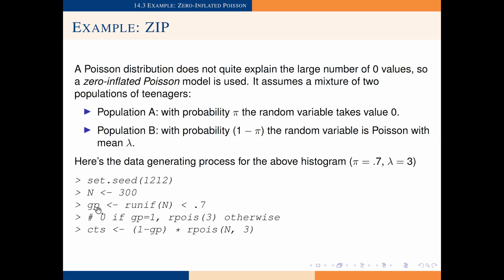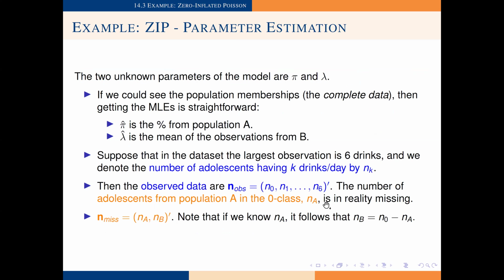You can see this is how we generated data from the mixture distribution. We first generate the latent group membership. It's going to be either 0 or 1 in this case. And the count of number of drinks is either going to be exactly 0 if someone comes from the first class, or it's going to follow a Poisson distribution, where the rate parameter is equal to 3. All right. So the ZIP model is actually very useful in practice.